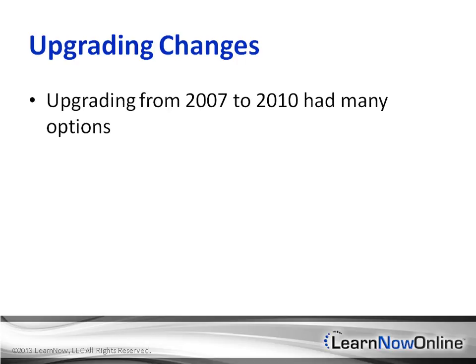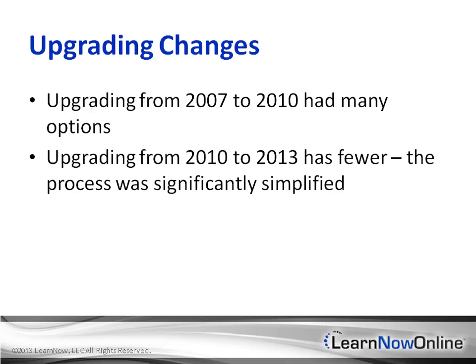Upgrading from 2007 to 2010 had many options. If you'll remember, you had in place, you had move and replace, you had a bunch of different options about how to do that. So a lot of planning was in place about which direction to go. Upgrading from 2010 to 2013 has fewer. The process was significantly simplified. As a matter of fact, it's so simplified that you pretty much have a specific path to get from 2010 to 2013. And we're going to discuss how that works as you're going forward.